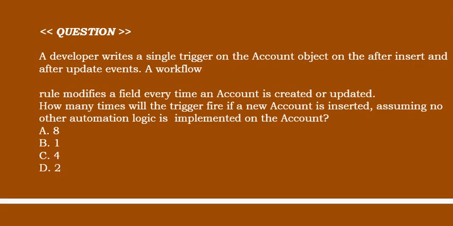Next question is, a developer writes a single trigger on the account object on the after insert and after update events. A workflow rule modifies a field every time an account is created or updated. How many times will the trigger fire if a new account is inserted, assuming no other automation logic is implemented on the account? Option A 8, Option B 1, Option C 4, Option D 2. Correct answer is option D.